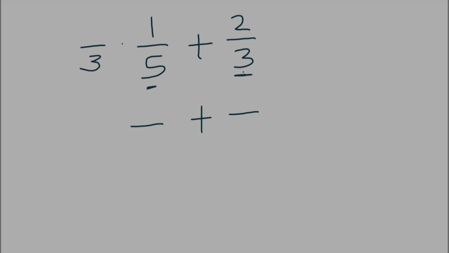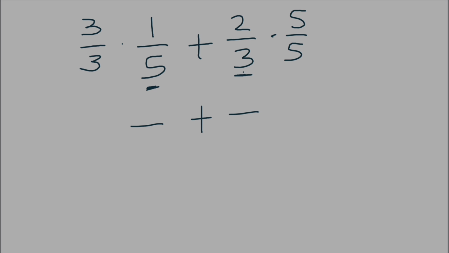And then the same thing I'm going to do for the second fraction. I'm going to multiply this fraction with the other fraction's denominator. What's the other fraction's denominator? It's 5. So I'm going to multiply this by 5 over 5. And here, 3 over 3.